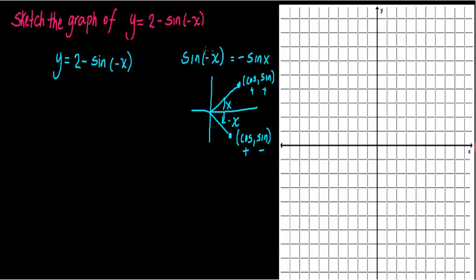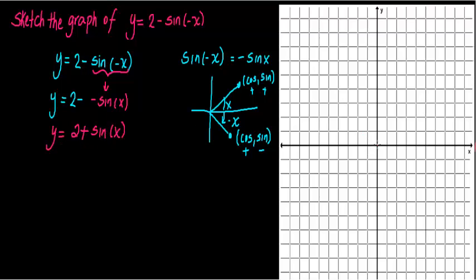So if I substitute negative sine of x for sine of negative x, this is what happens. Now I'll have y is equal to 2 minus, and then instead of writing sine of negative x, I'm going to write negative sine of x. And this becomes 2 minus negative, which is 2 plus sine of x. And this is very simple to sketch.